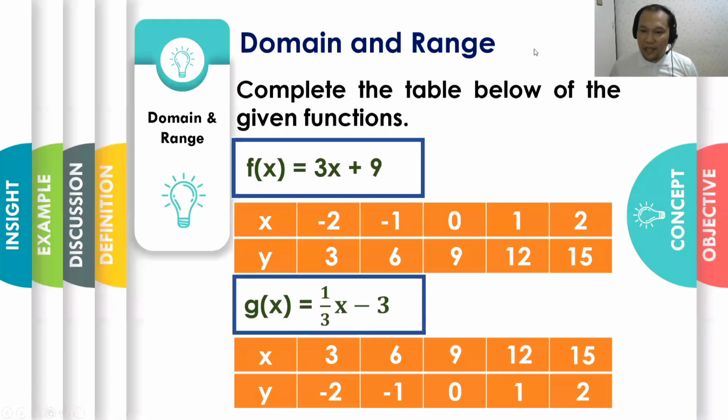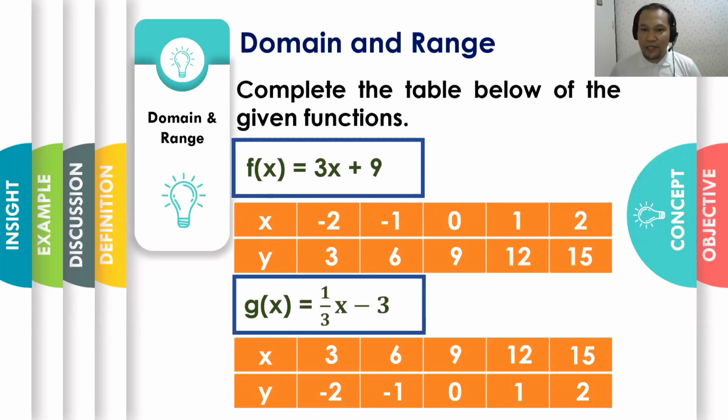Observing the values of x and y for f of x is equal to 3x plus 9 and g of x is equal to 1/3 x minus 3, the values of y in f of x become the values of x for g of x. And the values of y for g of x are the values of x for f of x. Meaning to say, there is what we call interchanging of elements.